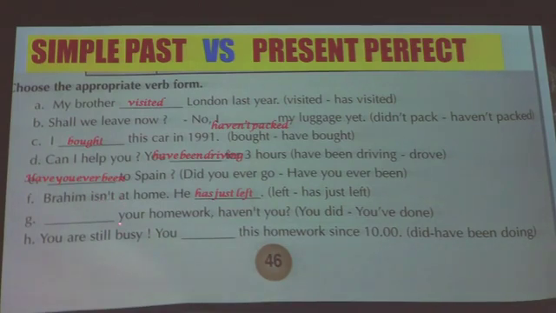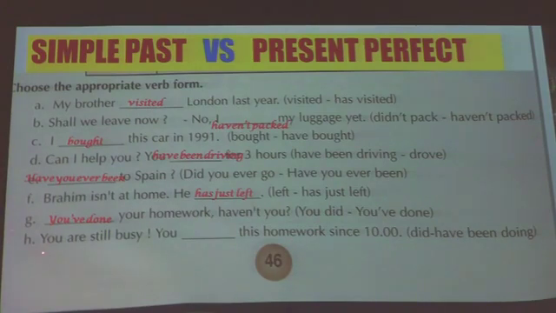Now here, G, your homework, haven't you, okay? As I have told you before, here we have haven't you, which means you haven't, and plus the verb. Yes. You've done your homework, present perfect, haven't you, which is a tag question.